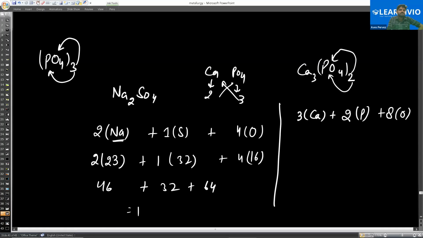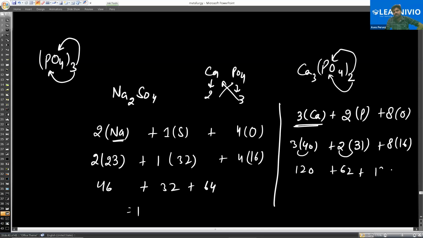Then we put the mass of each. Calcium has mass 40, so we'll write 3 into 40, plus 2 into 31 for phosphorus, plus 8 into 16 for oxygen. So you will get 120 plus 62 plus 128. Whatever the answer comes, 310, will be the molecular mass of calcium phosphate.